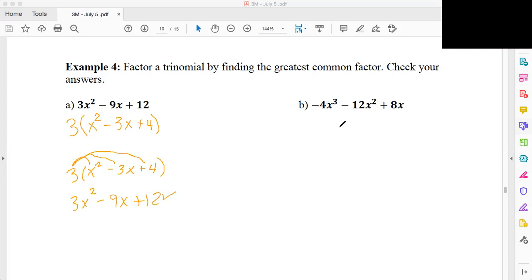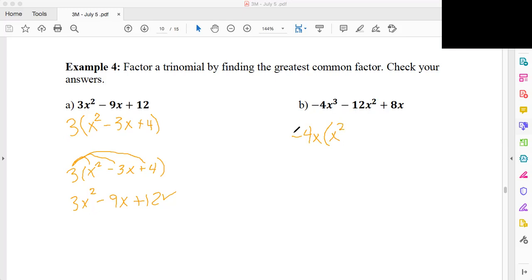Okay, here we've got, first of all, it's best if we take the negative away from the very first term. So we're going to say that our common factor has a negative. We look at 4, 12, and 8. So they all have a common number of 4. And they all have the variable x. And the smallest one is x to the exponent 1. So that's what we're going to take out. So negative 4x cubed divided by negative 4x is just x squared.